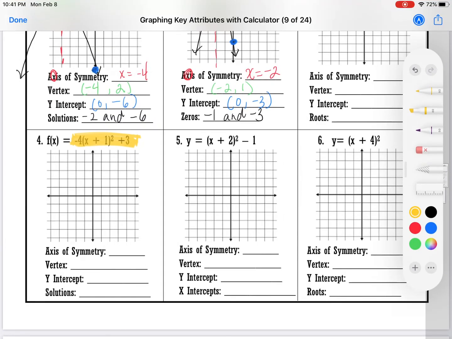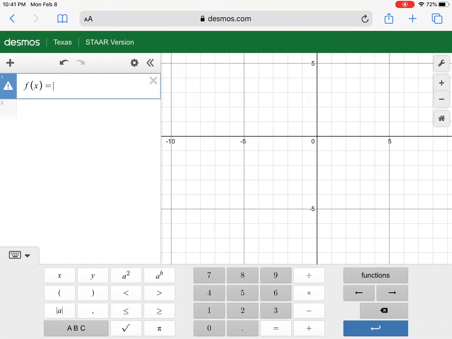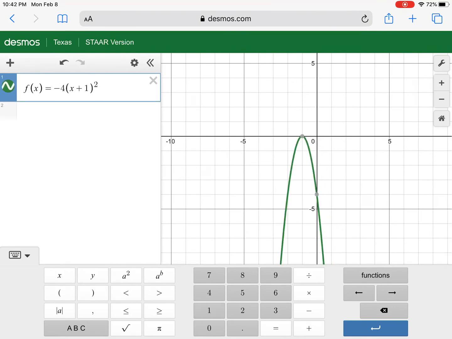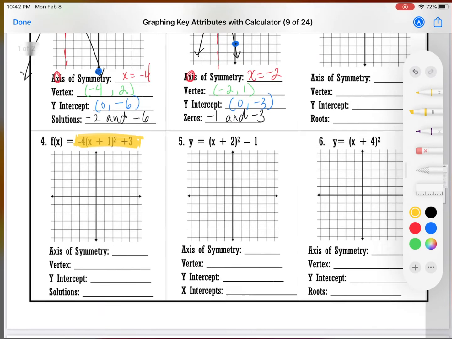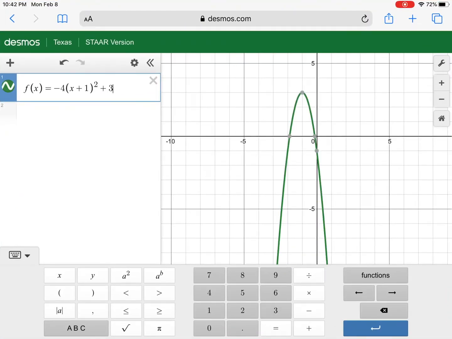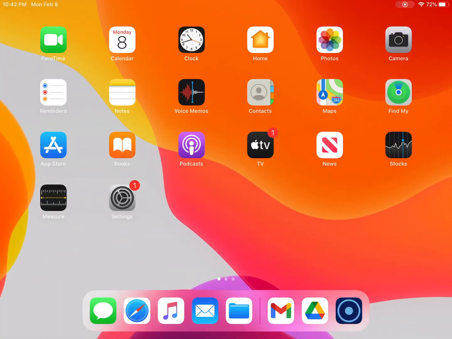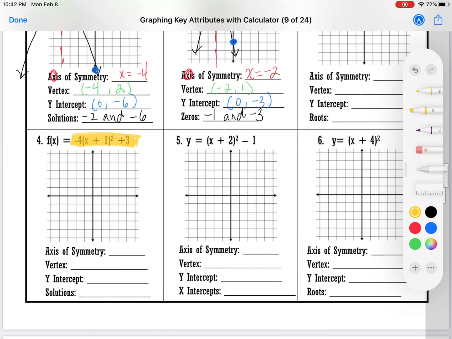So f parentheses x equals -4, open parentheses, x plus 1 squared. Remember, squared is little a to the 2 button, plus 3. There it is, and here's my most important pieces. Those are kind of ugly. So -1, 3. Come on. So it goes to the left 1, and up 3.